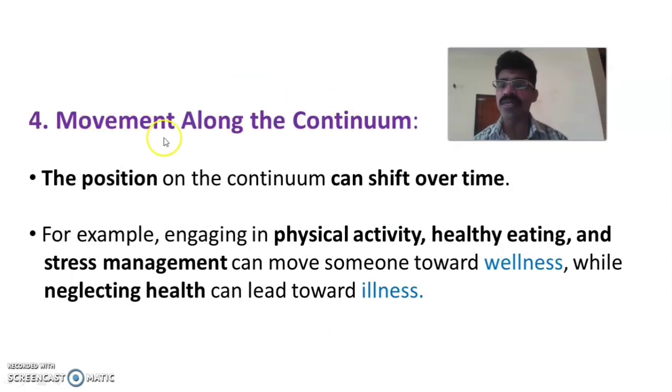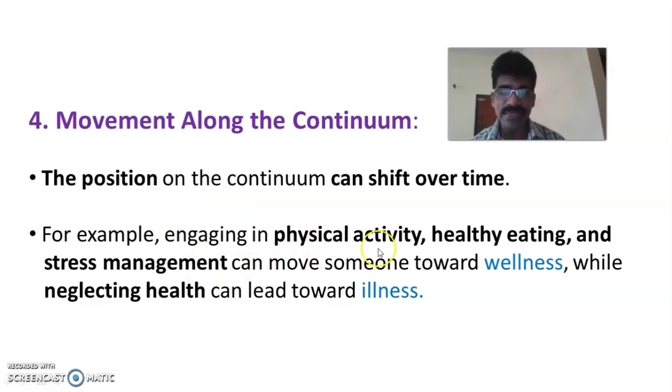The fourth key point or element is movement along the continuum. The position on the continuum can shift over time. So a person's position in the health illness continuum is not stable. He can shift either in the wellness direction towards the left side, or he can shift even to the right side towards illness. So the position of the person on the continuum can shift over time towards wellness and towards illness.